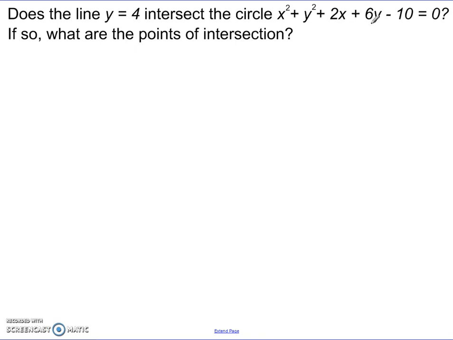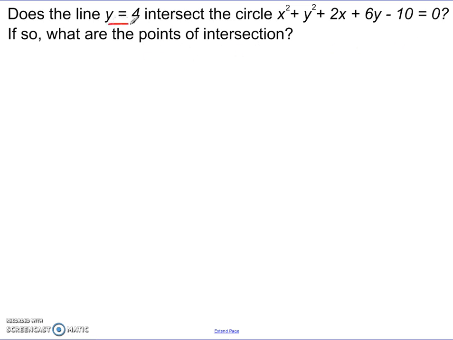Step 2, we substitute it into here. Step 3, we then rearrange that to get a quadratic in the classic form, ax squared plus bx plus c equals 0. Then we use the discriminant and determine the values from there. If we end up with 2 roots, intersects twice. 1 root is a tangent, no roots, it doesn't touch at all. So let's have a look at this.